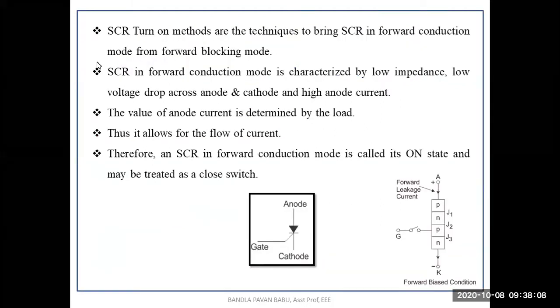SCR turn-on methods are the techniques to bring the SCR into forward conduction mode from forward blocking mode. Since we know all these basic terms and fundamentals, that is, the terminals, how it behaves, and the operation, we have seen all these things earlier in the previous class. That is, the anode, gate and cathode, their functions, the VI characteristics, and the switching characteristics.